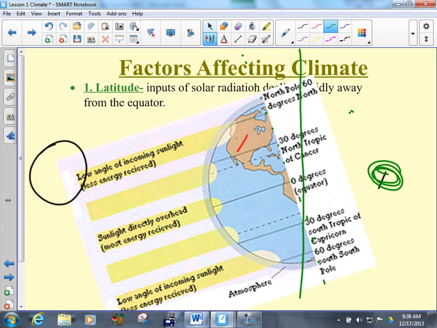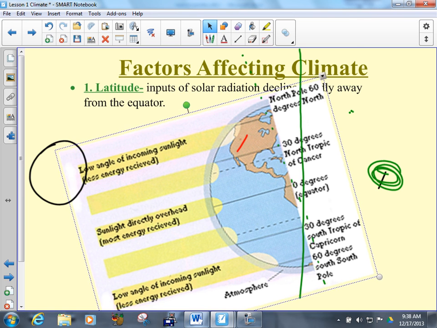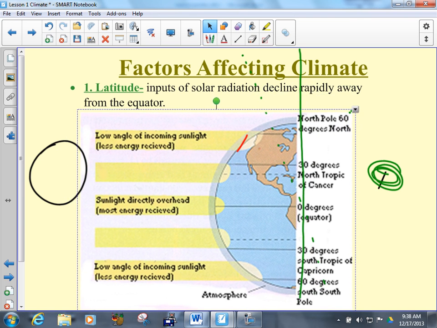The effect of latitude. Okay, so the further away from the equator you get, the colder it gets generally, because you get less intense sunshine. And that affects you no matter what city or place on Earth you are in. If you are close to the equator, latitude means it's going to be warmer for you. If you're further away from the equator, latitude means generally it's going to be cooler for you. All right, questions there?